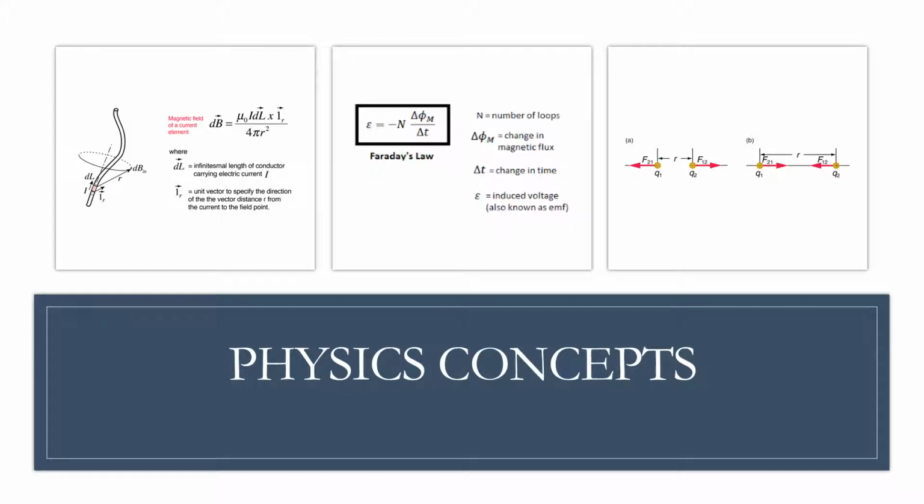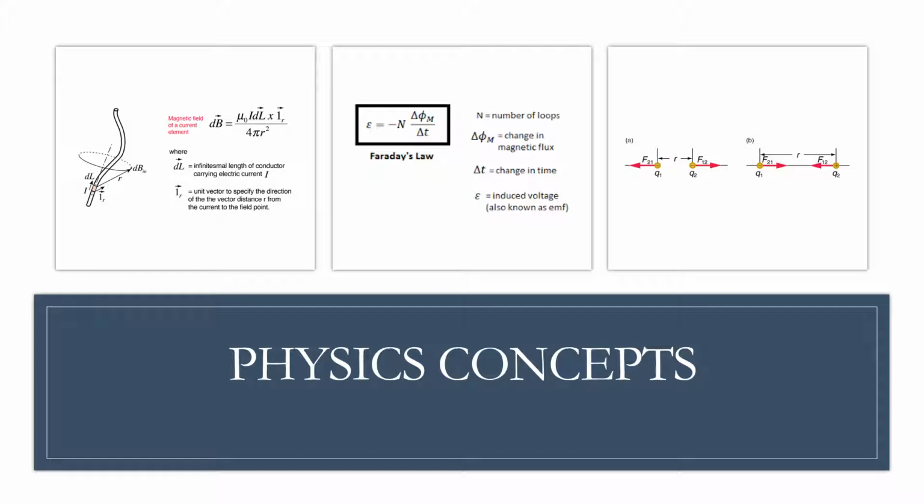This slide shows fundamental physics concepts that were predominant in the lab. On the left, it shows the magnetic field of a current element, where you can see the formula. In the middle, it shows Faraday's law, which is negative N times the change in magnetic flux over delta t. And on the right, you see a variation of Newton's third law, which says every force or action has an opposite and equal reaction.